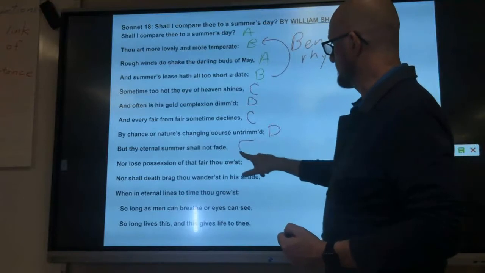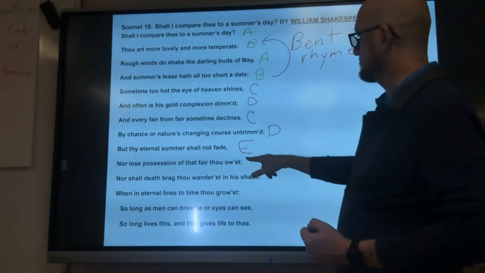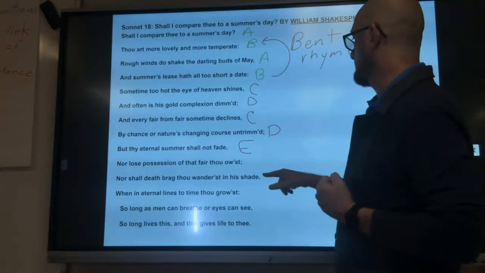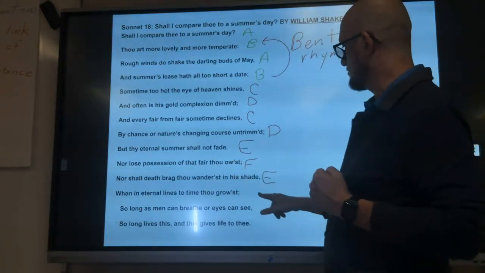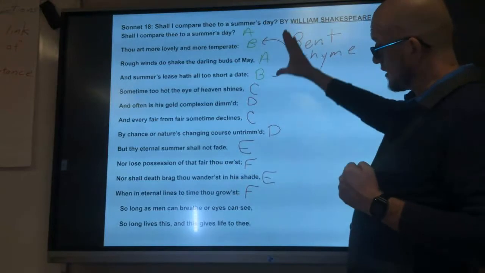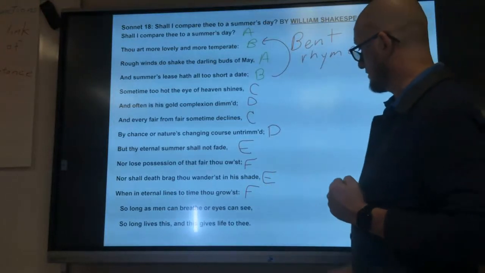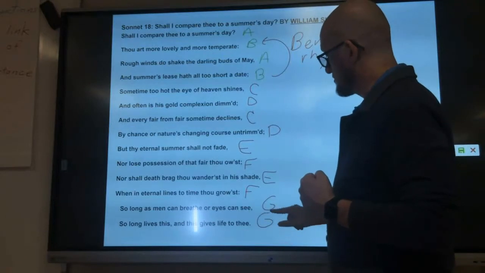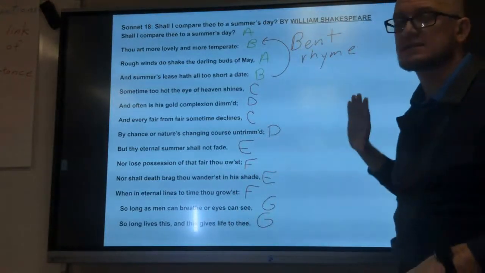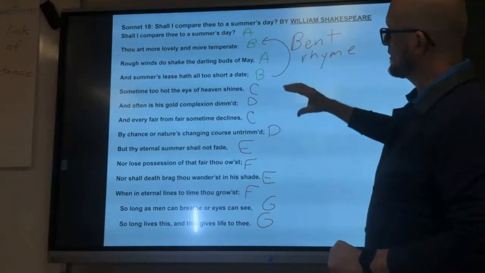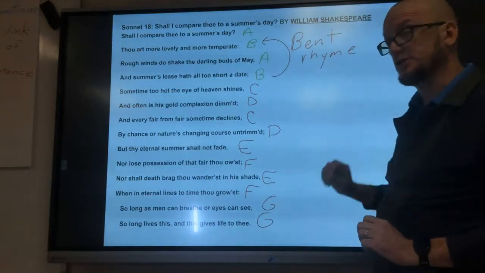We go to fade, which doesn't rhyme with anything above it. And we go ownest. Oest is how it's written, but it's "ownest," like you own something. That's F, shade and fade, growest and ownest. And then after those three quatrains, you have the heroic couplet, the rhyming couplet at the end. C and thee, which doesn't rhyme with anything else. All Elizabethan or Shakespearean sonnets, which are two words for the same thing, have this exact rhyme scheme. Quatrain AB, quatrain CD, quatrain EF, and heroic couplet GG.